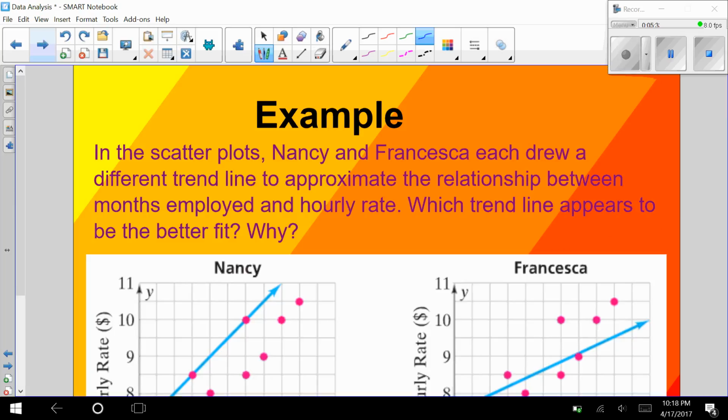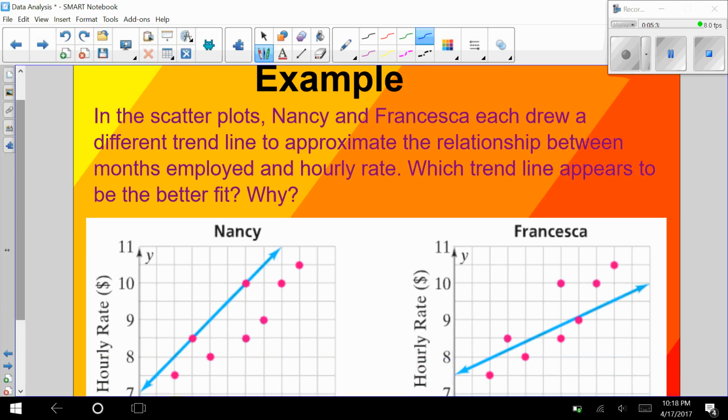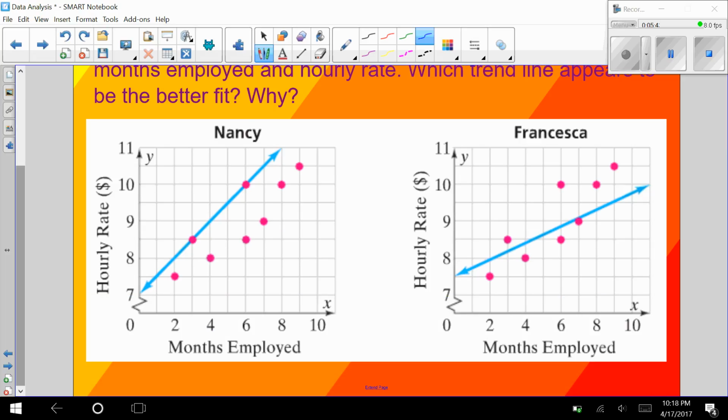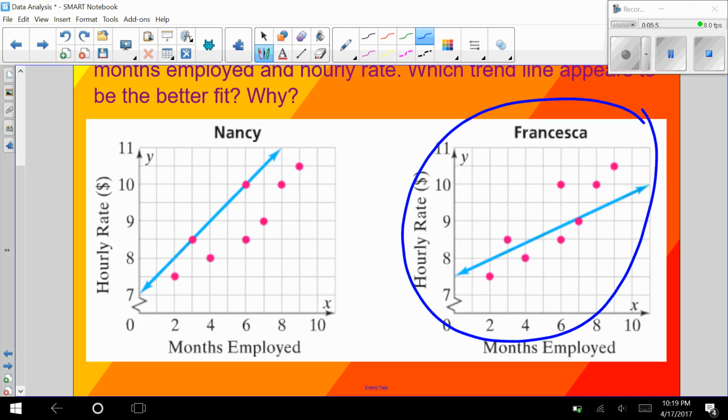All right, in these two scatter plots, Nancy and Francesca each drew a different trend line to approximate the relationship between months employed and hourly rate. We're going to decide which trend line is better. So we look at these two trend lines. Nancy goes through 2 points, but she's got 6 points below her line and none above. Francesca doesn't go through any points. She's got 4 above and 4 below. Francesca's line is better because it goes through the middle more.